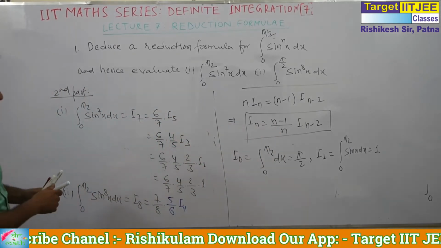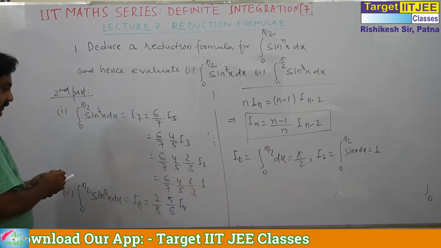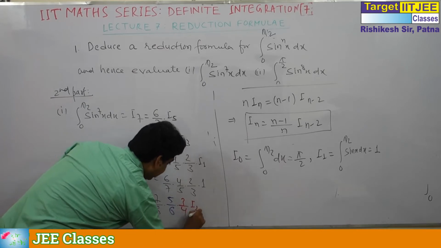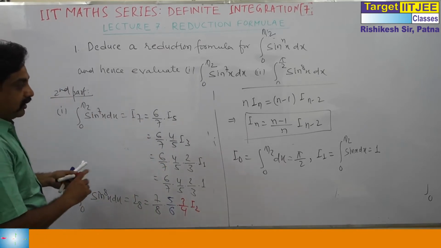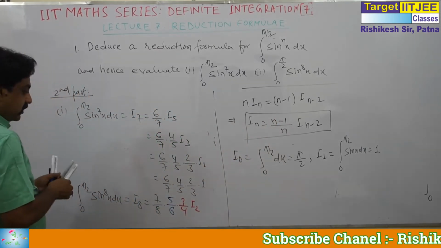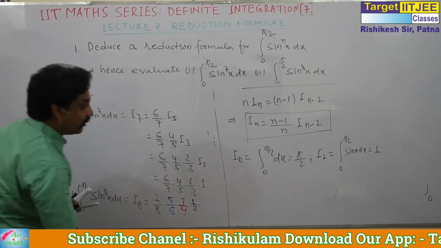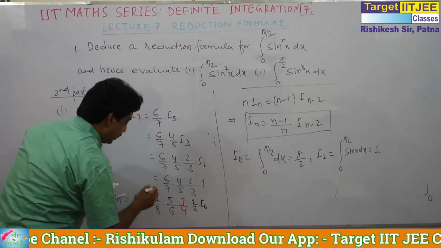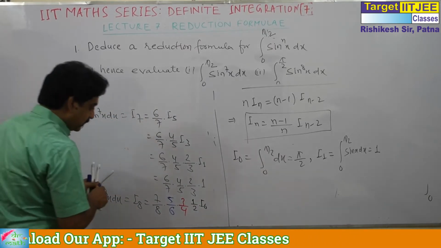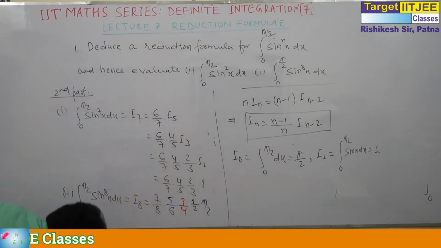Now I_4 is 3 by 4 I_2. When we put 4 here, what is I_4? 3 by 4, right? Then what is I_2? When we put 2 here, this is 1 by 2 I_0. And what is I_0? I_0 is again pi by 2. This is the way to write. We have to write not like this, but like this.